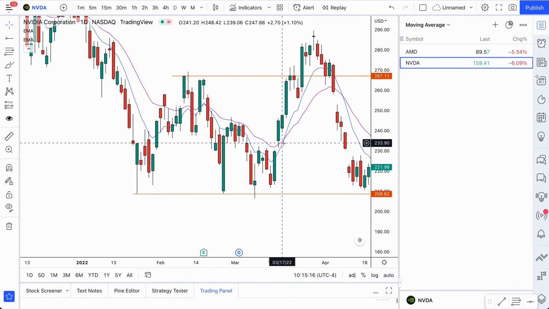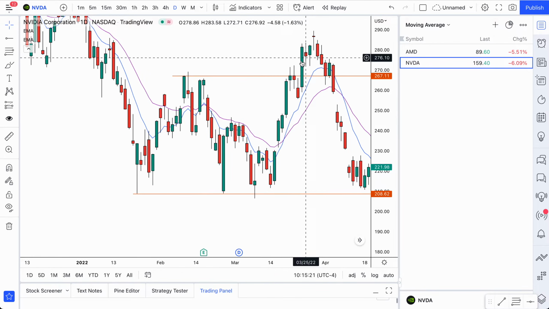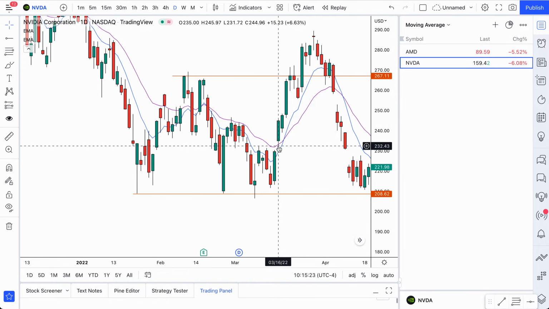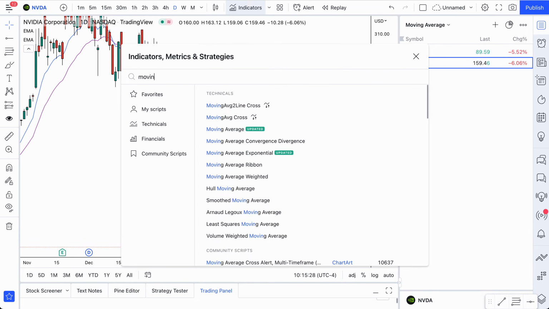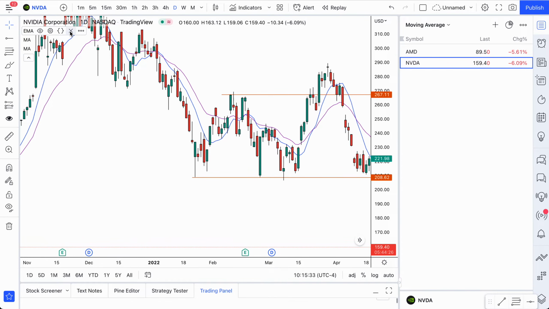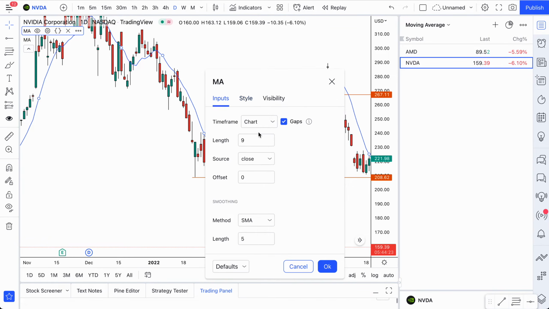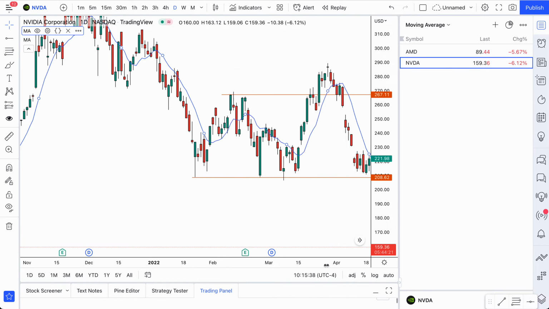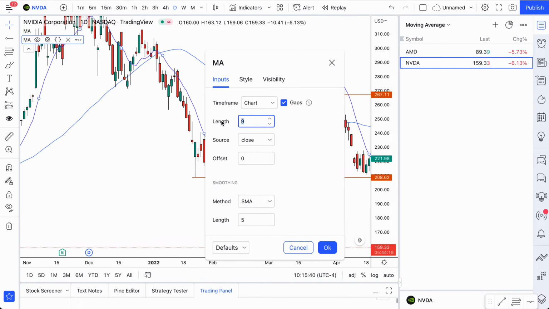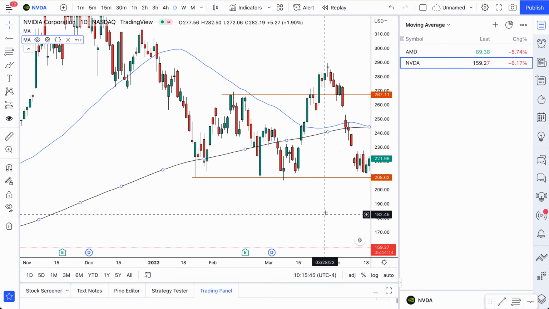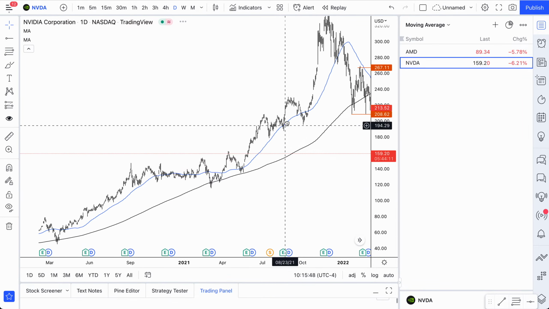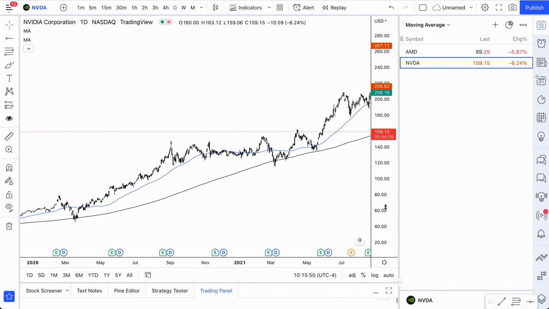Or you could wait for a cross. Right here we get that cross, the 9 crosses the 20, moves a lot higher. You could even wait for a push above the 20 EMA. Same thing works. What I can do is actually put on other moving averages as well. So let me put on some of these. Let me get rid of the 9 EMAs. We can put on the 50 simple moving average, and the 200. You can change that color to black. There we go. So you can see it's the same thing.